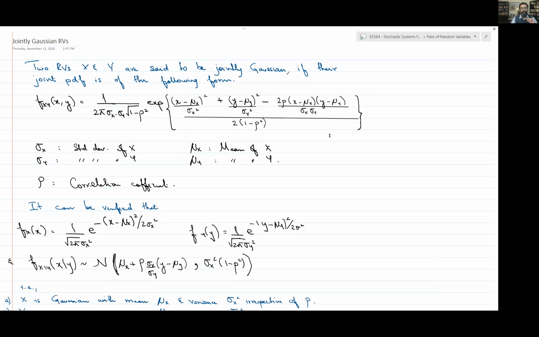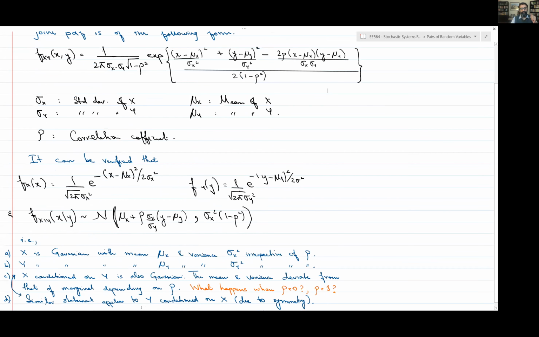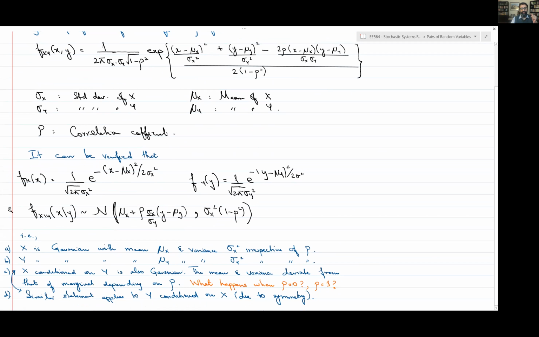Now it can be verified, and I'm not going to do this here, that if you marginalize over Y, the distribution on X is going to turn out to be Gaussian with a mean mu X and a variance sigma X squared. Similarly, the distribution on Y is also going to be Gaussian with mean mu Y and variance sigma Y squared. So this should be sigma Y squared. And then the conditional of X given Y also turns out to be Gaussian, right? And so that's why Gaussians are very, very special. The conditional is also Gaussian, the marginal is also Gaussian, and the joint, we say they're Gaussian as well, okay? So these are the three conclusions that I talked about.